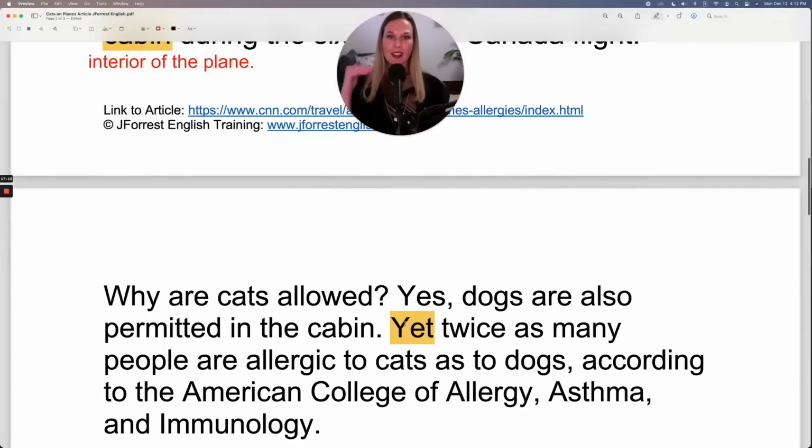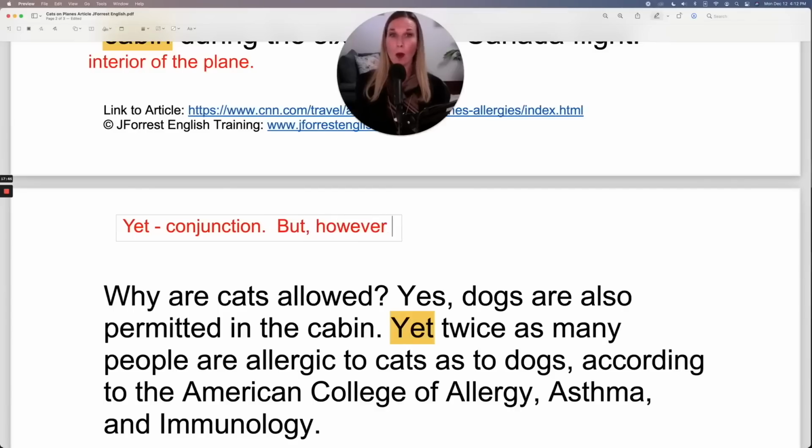So yet. Yet is one of those words in English that has many different meanings depending on the context. And that's why it's so useful to study from articles, because you see the context that the word is being used. In this specific context, yet is being used as a conjunction. It's a conjunction. And it has the same meaning as but or however. So it's used to show a contrast.